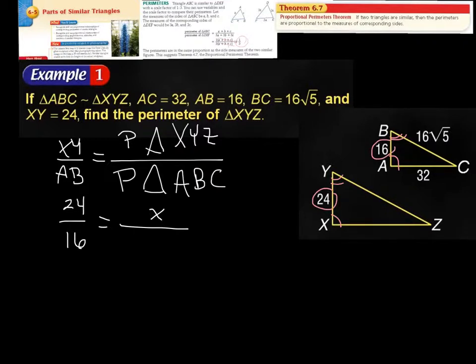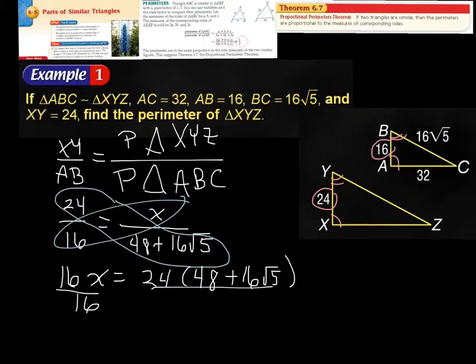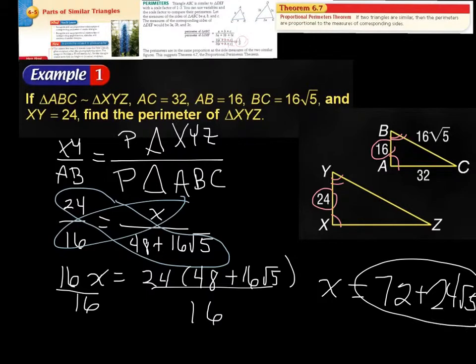16 plus 32 is 48, plus 16 square root of 5. I can't simplify that. Okay, so then we can do cross products. So I have 16x equals 24 times (48 plus 16 square root of 5). And then I'm just going to use a calculator to divide both sides by 16. And I get x equals 72 plus 24 square root of 5. And your smart calculators will handle the radicals and everything, so you've got life pretty good here.